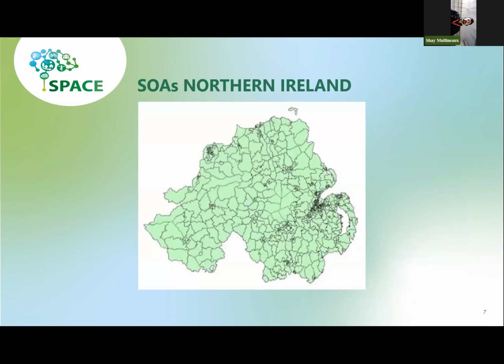So how does this apply to what we're doing today? Well, we're going to be talking about data nested in the SOAs of Northern Ireland. These are these lovely little polygons, created with population density in mind. And we're going to be talking about some health data and some soil geochemical data.